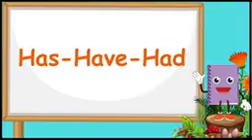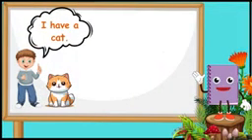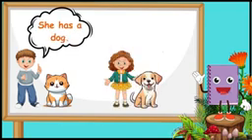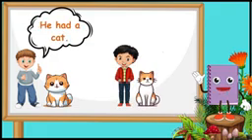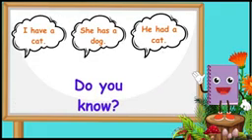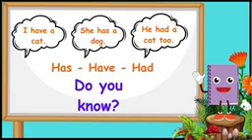Hello friends. Today we will learn about the verbs has, have and had. Take a look at these examples. I have a cat. She has a dog. He had a cat. Do you know why the verbs has, have and had are used in these sentences?